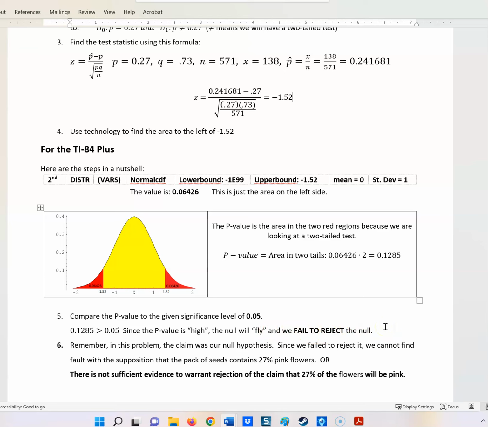So in this case, the null hypothesis was our claim. Since we failed to reject it, we cannot find fault with that supposition that the pack contains 27% pink flowers. So we would say there is not sufficient evidence to warrant rejection of the claim that 27% of the flowers will be pink. You don't say we accept the claim, you say you reject it or you fail to reject it.